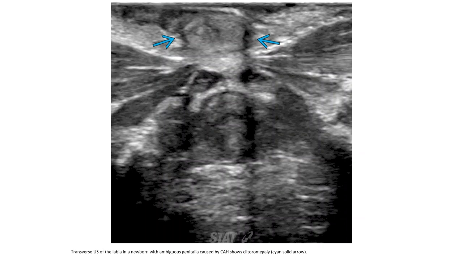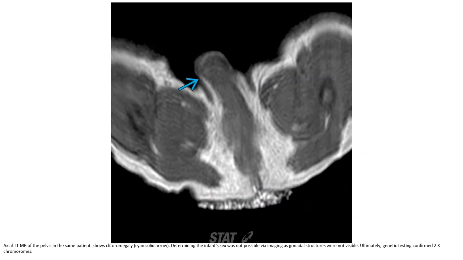Ultrasound of the left labia in a newborn with ambiguous genitalia caused by CAH shows clitomegaly. MRI of the pelvis in the same patient shows clitomegaly. Determining the infant's sex was not possible via imaging, as gonadal structures were not visible. Ultimately, genetic tests confirmed XX chromosomes.